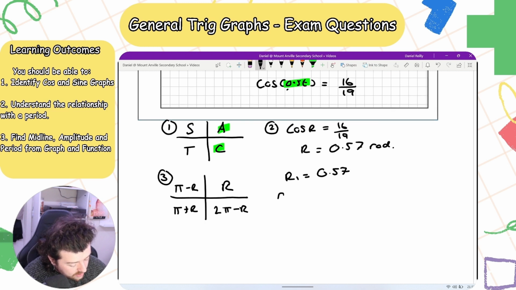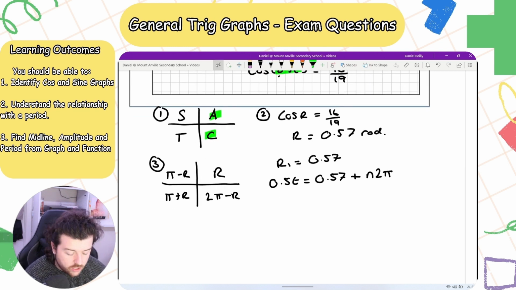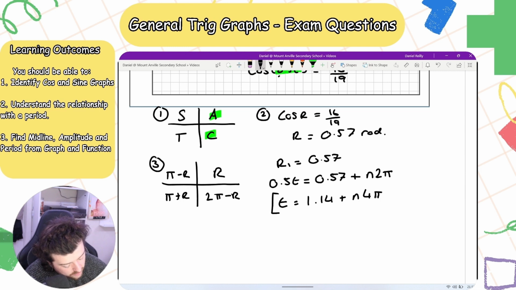So I'm going to have 0.5t is equal to 0.57 plus n2 pi. So remember, I have a general solution here. I want to get t on its own. t is equal to 1.14 plus n4 pi, because I multiply both sides by 2, or you can divide everything by 0.5. It doesn't matter. So there's my first general solution.